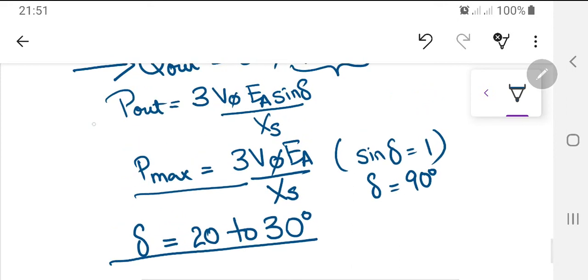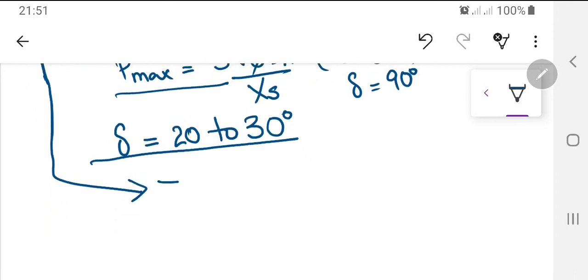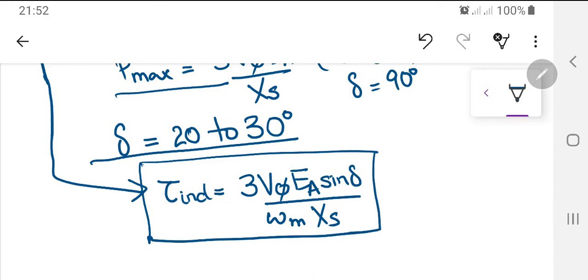But if I have this expression again, and in this expression you want to find the total torque, if the torque is actually being applied, we know that torque is equal to power divided by omega. So this expression can be equal to 3V phase EA sine of delta divided by XS, and here you have omega m also. So this means that if this is the torque applied from a mechanical source towards this generator, you are going to get something as an output. So the power output requires this T, the torque actually exerted from that mechanical source.